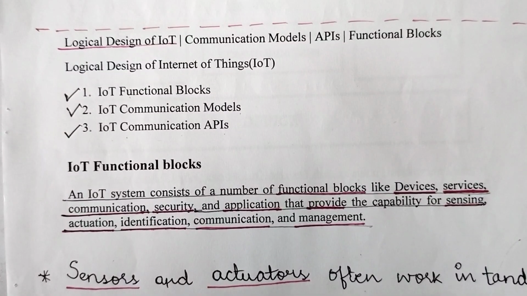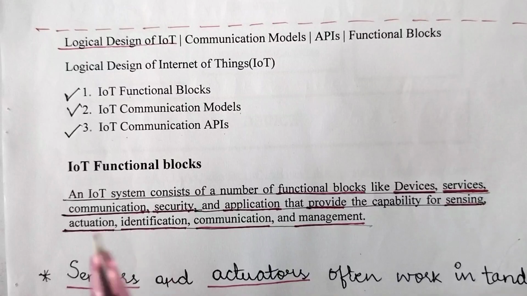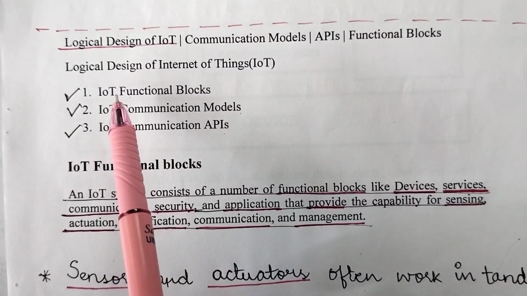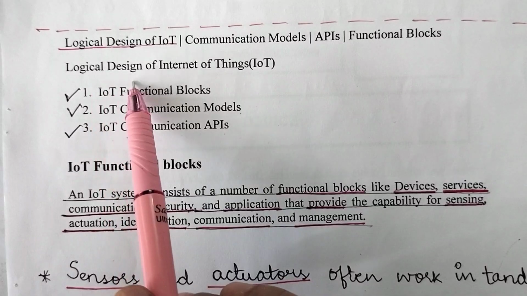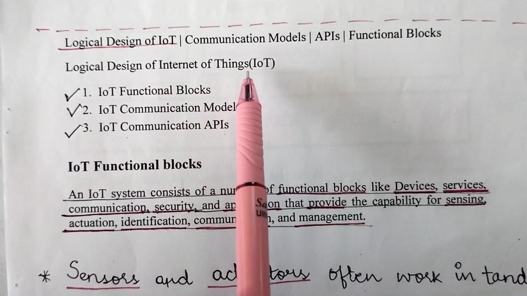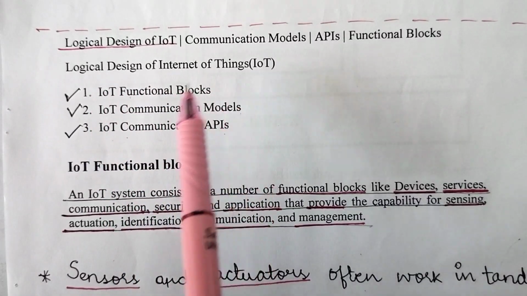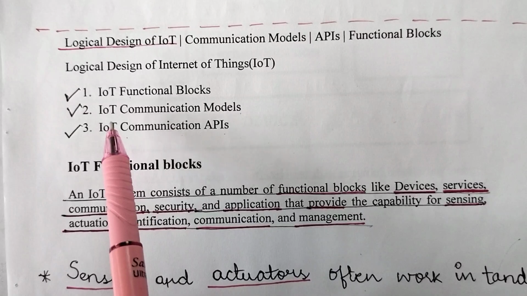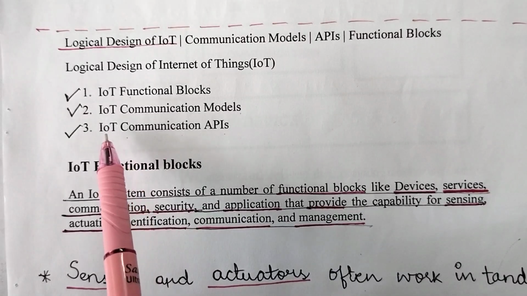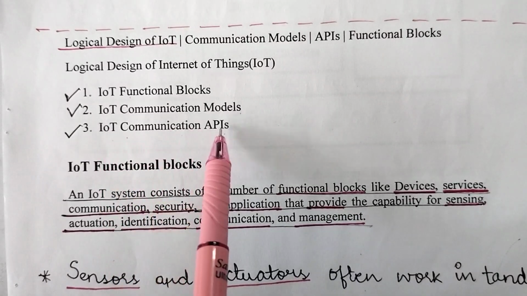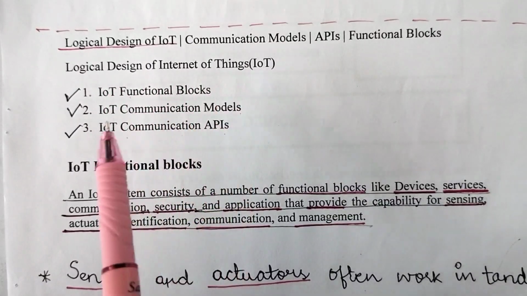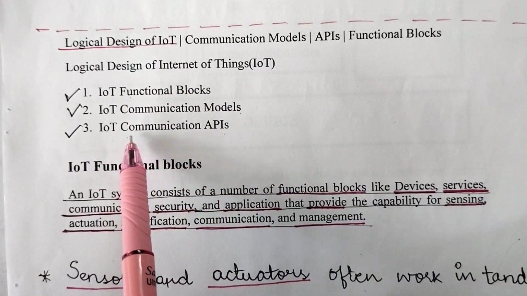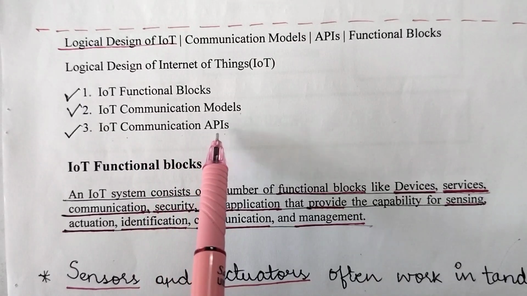Hi everyone, today's video is a continuation of our previous two videos wherein we studied the IoT functional blocks and IoT communication models within the logical design of the Internet of Things, that is IoT. So, today we are going to study the third functional element, that is the IoT communication APIs of the logical design of Internet of Things. So, let us see what IoT communication APIs are.